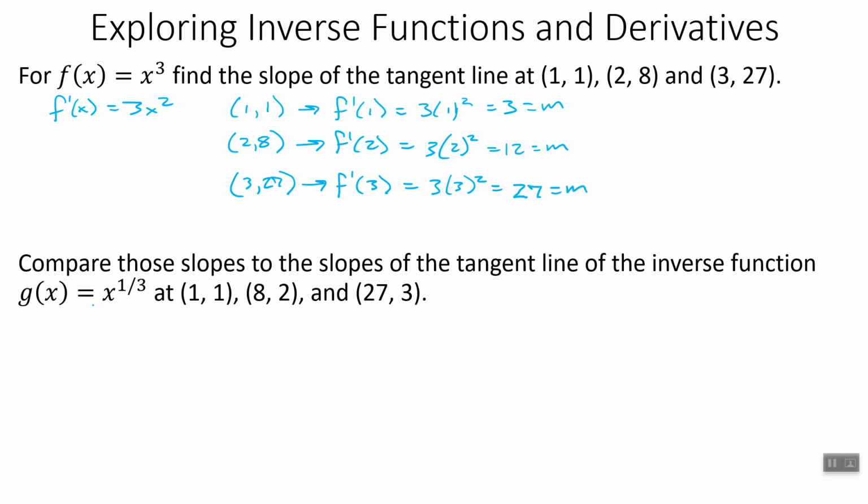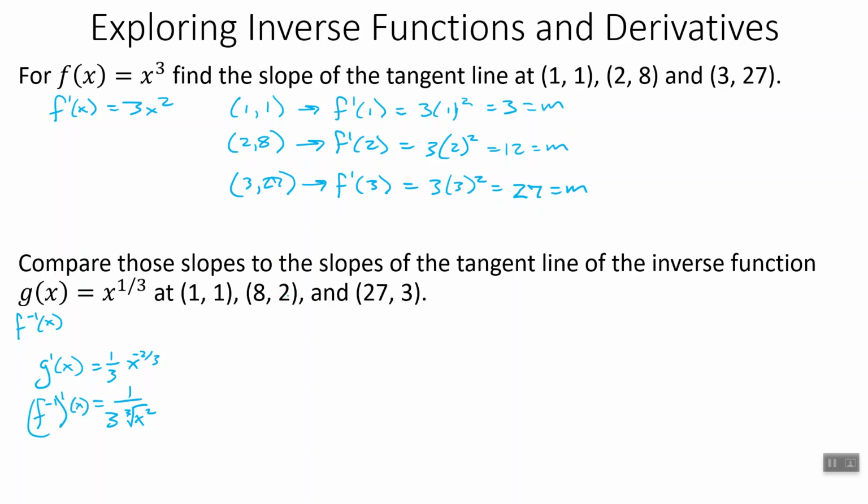All right, now, here's our inverse function. So g is the inverse of f, right? The cube root is the opposite of cubing. So g prime is 1/3 x to the negative 2/3. Or if we want to write that in an easier way to work out, it'd be 1/3 times the cube root of x squared. All right, and f inverse prime is another way we could write this.